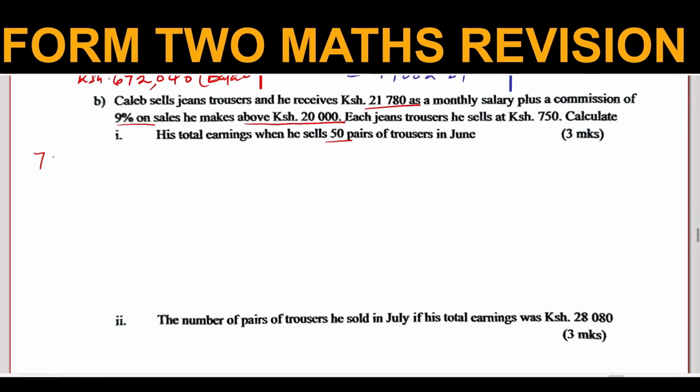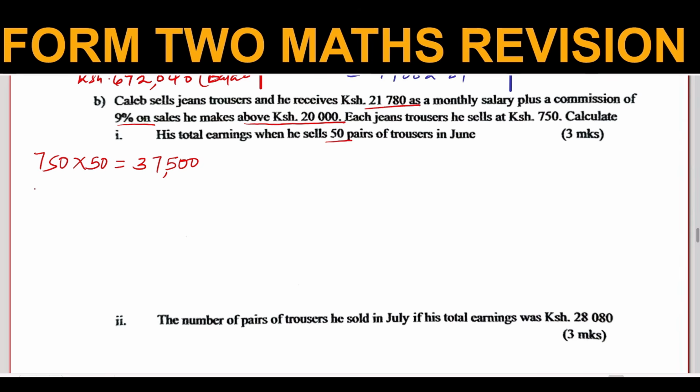So this will be 750 shillings times the 50 pairs. So this one gives 37,500. So that is the earnings from the sale. Now for the commission, he gets commission of 9% for sales above 20,000.